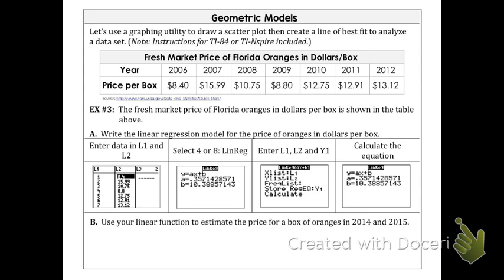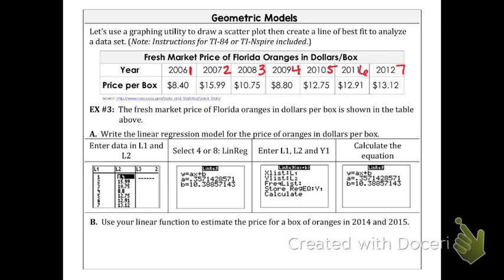Example 3 says a fresh market price of Florida oranges in dollars per box is shown in the table above. Write the linear regression model for the price of oranges in dollars per box. And so it walks us through it right here. It tells us, first thing we're going to do is enter our data in L1 and L2. And if you notice, in L1, those are your X's. They changed it from 2006. They said that's year 1, year 2, year 3, year 4, year 5, year 6, and year 7, okay? And then they put the Y's, the price per box, in L2.